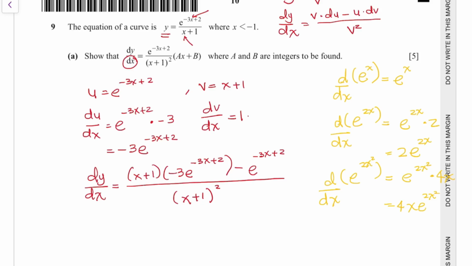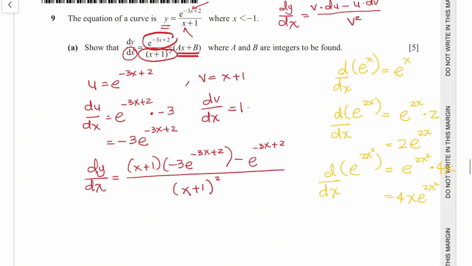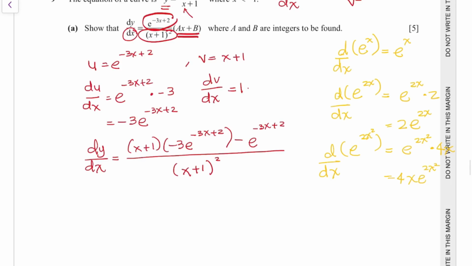We're almost there, I think. I can see x plus 1 squared over there, but I don't quite see this ax plus b. So we have to do something. You have to factorize, right? You have to factorize the common term. You can see here we have a common term, which is in the form of e to the power of negative 3x plus 2.